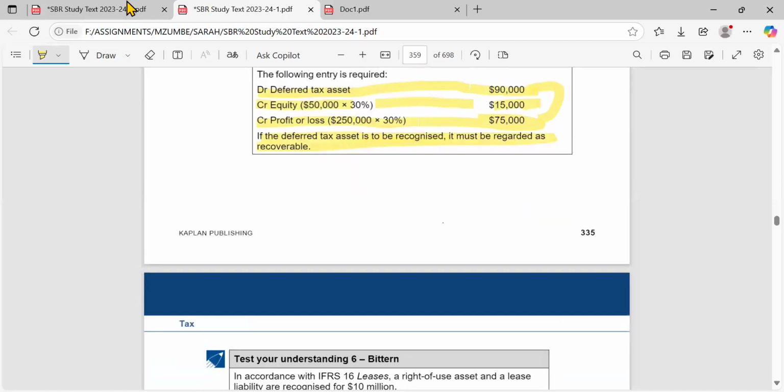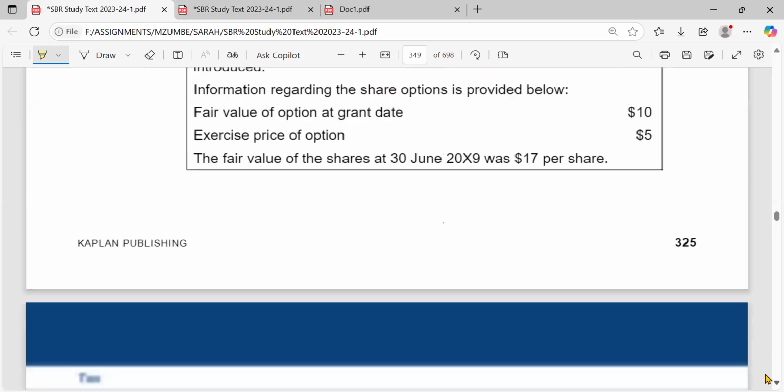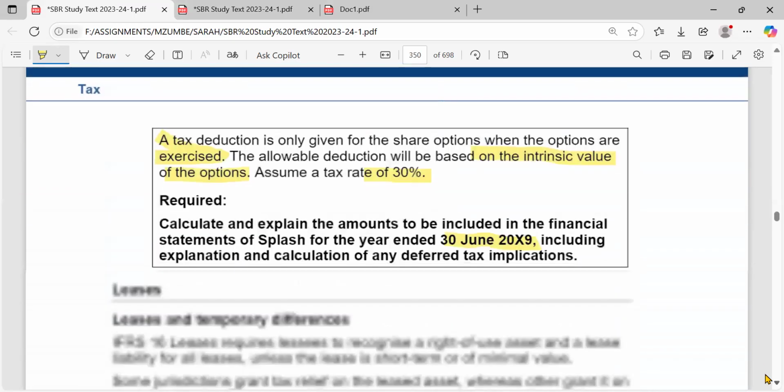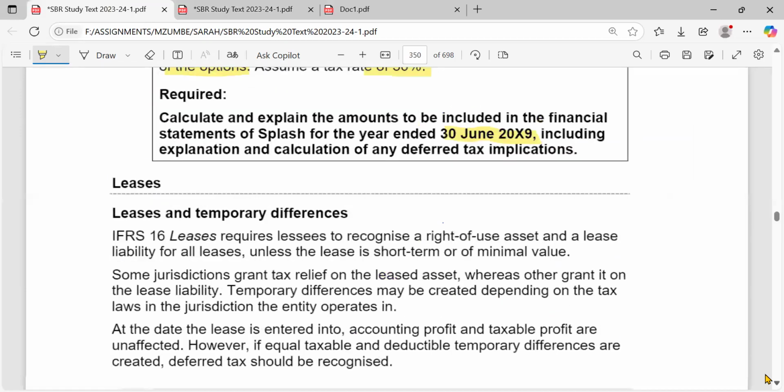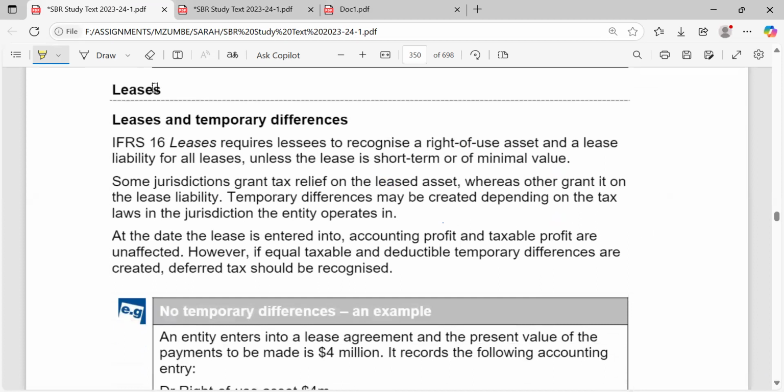Okay. Then let's proceed with the other applications. You know, right now we're just on applications, but the standard is actually done. We have the leases here, IFRS 16 now, right? Leases and temporary differences. We can also have temporary differences as regards to leases.